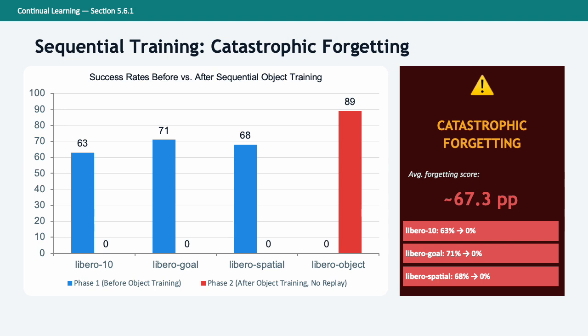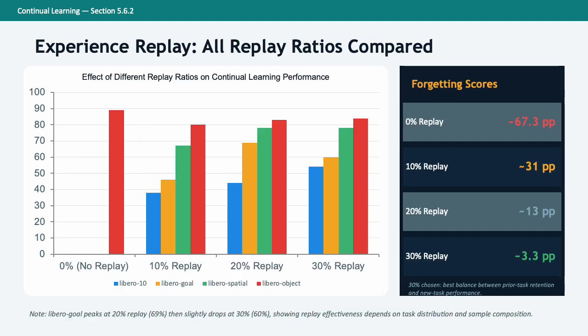Although performance on the new object task increased significantly, performance on all previously learned task groups dropped to 0. This demonstrates a well-known continual learning problem called catastrophic forgetting, where learning new information causes previously acquired knowledge to be overwritten. As a result, it gives us an average forgetting score of 67.3 percentage points.